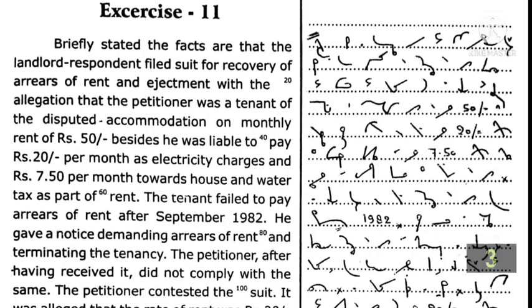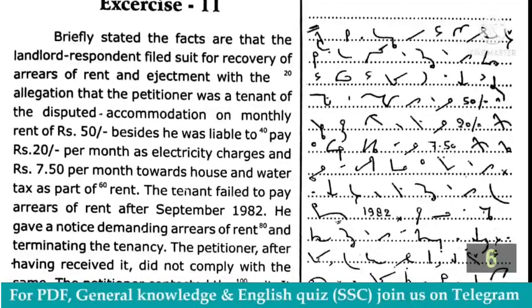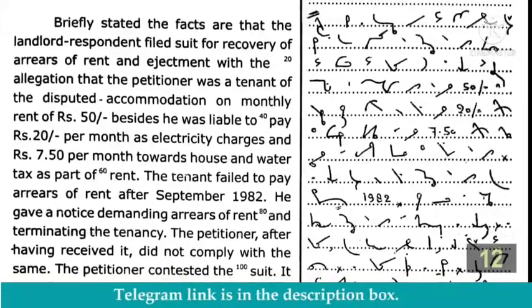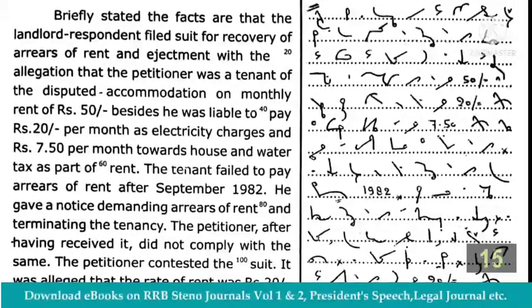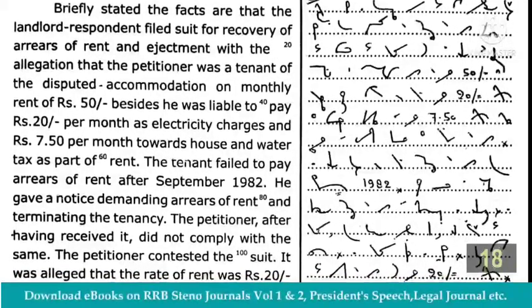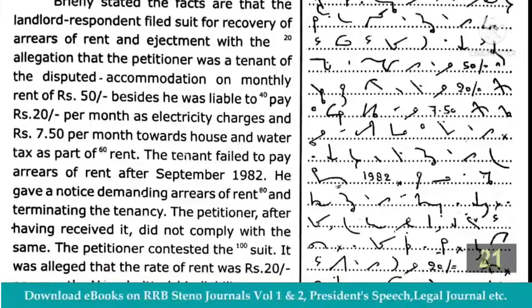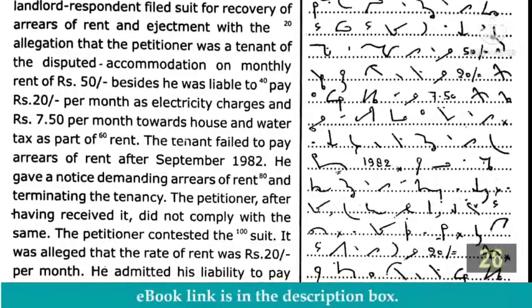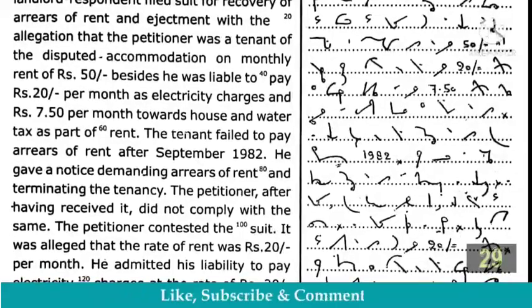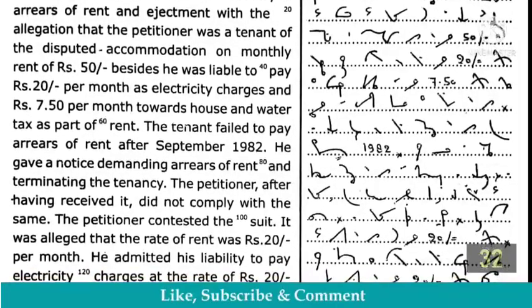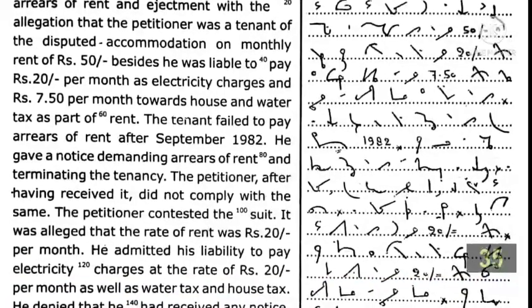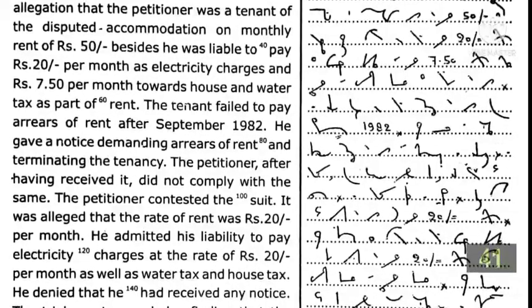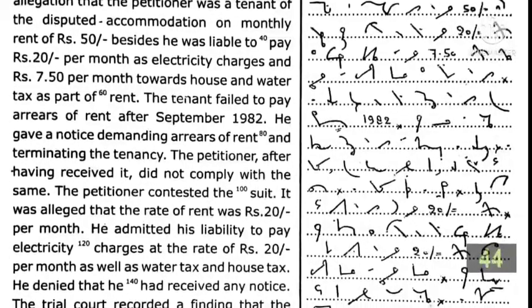Briefly stated, the facts are that the landlord respondent filed suit for recovery of arrears of rent and ejectment with the allegation that the petitioner was a tenant of the disputed accommodation on monthly rent of rupees 50. Besides, he was liable to pay rupees 20 per month as electricity charges and rupees 7.50 per month towards house and water tax as part of rent.